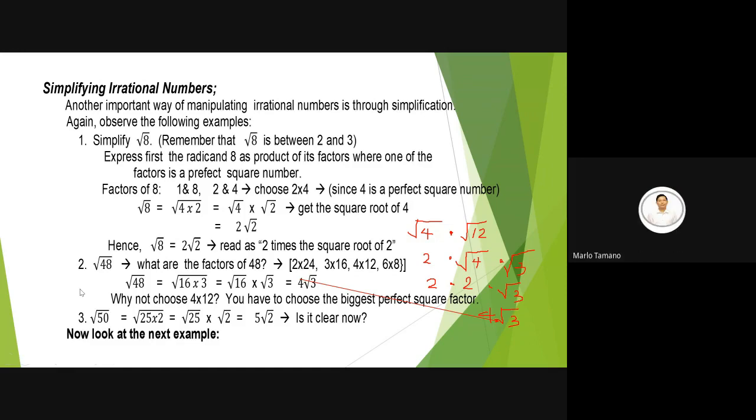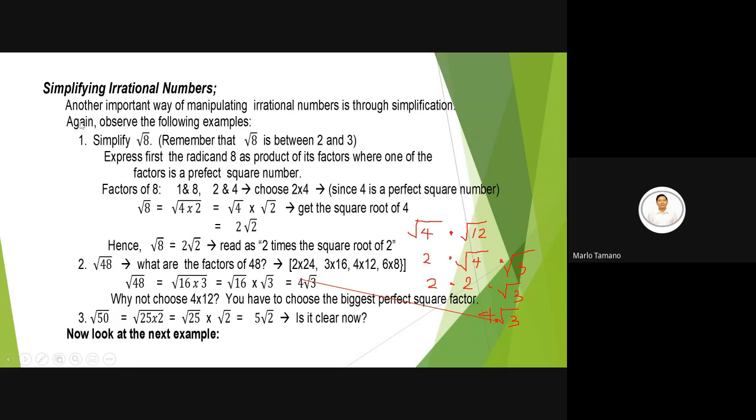Next, number 2 is square root of 48. What are the factors of 48? These are the factors: 2 times 24, 3 times 16, 4 times 12, 6 times 8. Now, ano ang pipiliin ninyo dyan? Yung 24, hindi po perfect square. Anong pipiliin natin? 3 times 16. So, 3 times 16 po ang pipiliin natin kasi 16 po ay perfect square number.